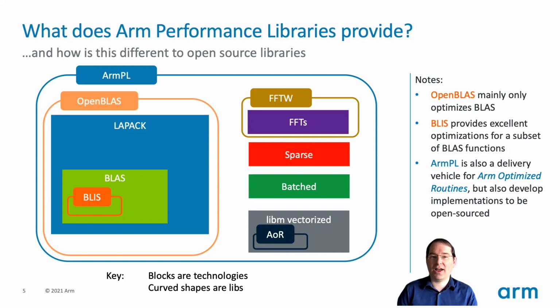Also, they have high-performing FFT implementations, similar to the FFTW ones, and you'll see that we use the same interface. And also we provide, as I mentioned before, sparse, batched, and optimized libm functions. Now, the libm functions we're talking about, we also provide in open source. So ARM Optimized Routines is the route we use to actually ship those to customers, so that people can pick them up and build them into their own solutions if wanted. But we provide them through ARM Performance Libraries as a quick, easy way for them to be linked into your high-performing application.